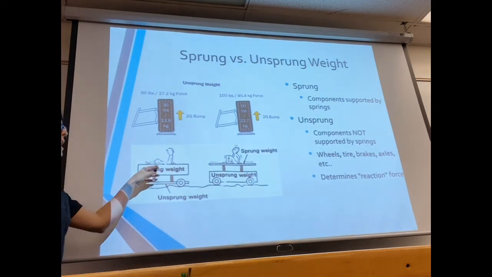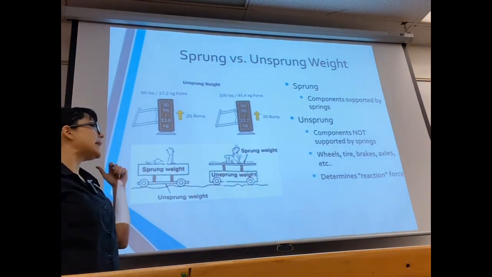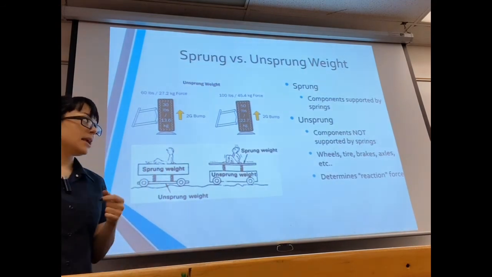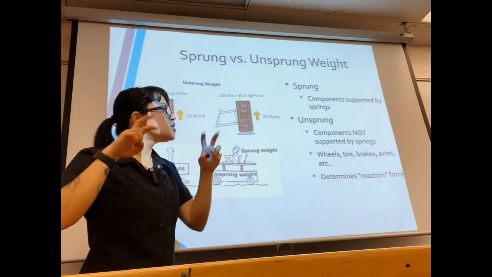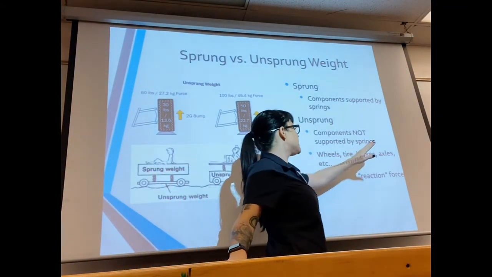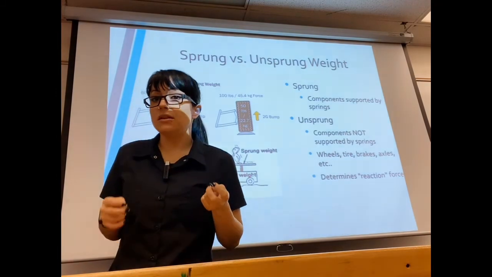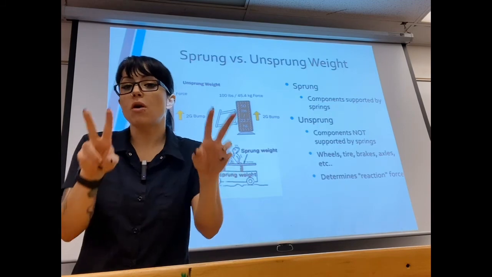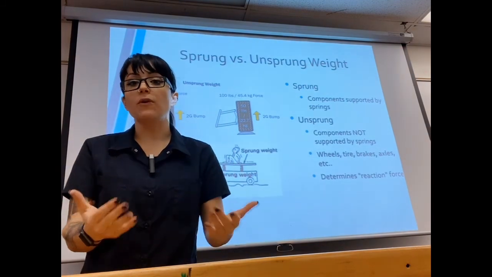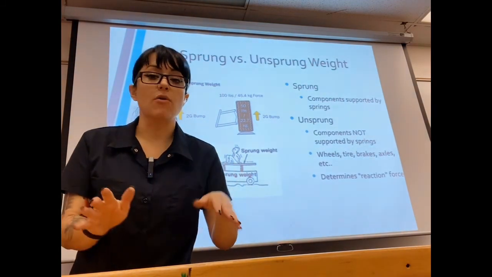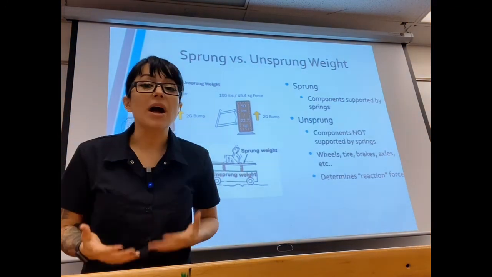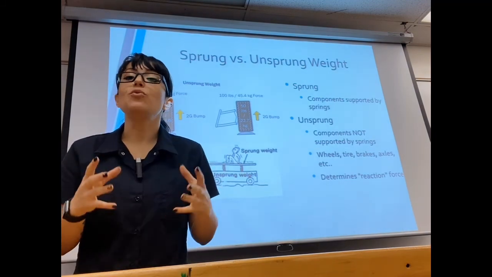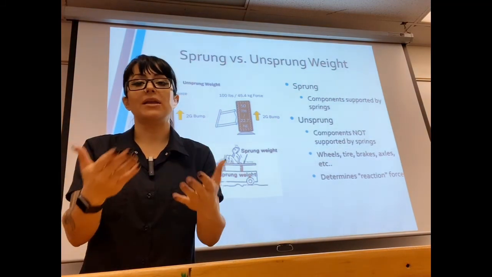This person is going to have a much more comfortable ride, and as far as handling goes, you're going to get better handling as well. Components that are unsprung are going to be wheels, tires, brakes, and axles. It's all of that extra weight that's not supported by the spring that is going to determine your reaction force, or what you feel back into the vehicle when you are going over any type of surfaces. That's why you want lighter brakes. That's why you want lighter wheels and tires, so you can reduce the amount of unsprung weight that your vehicle has.